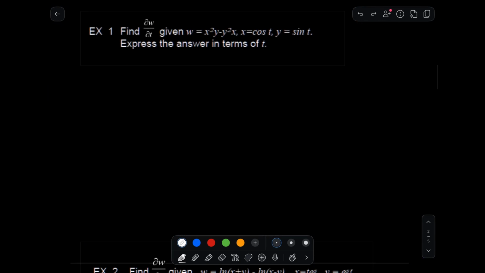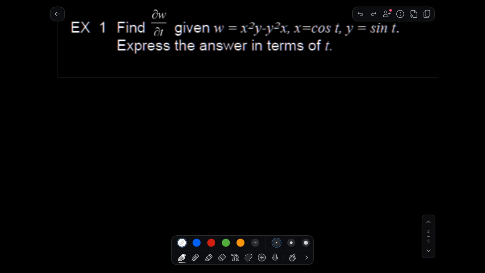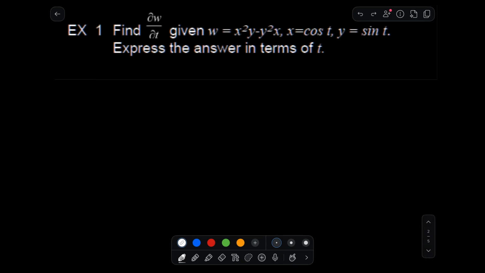Now going to example 1, we have this right here where we have: find ∂w/∂t given w equals x squared y minus y squared x, given the constraints that x equals cosine of t and y equals sine of t. Express the answer in terms of t. Now you could do a couple of things. You could just substitute in x for cosine t and y for sine t. However, given our new knowledge of this chain rule, we can try something a little bit different, right?